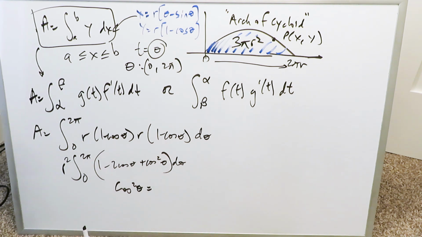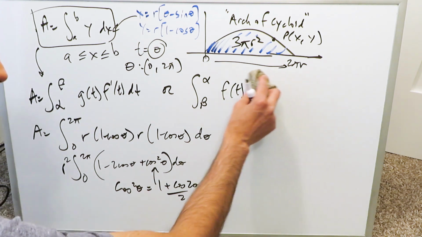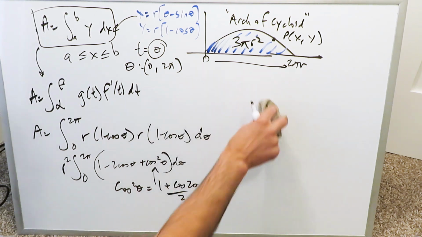This cosine square theta is very well handled by a power reducing identity, or some people call it the half angle. I like to call it power reducing. You're looking at 1 plus cosine 2 theta over 2. You would bring this right over here. I'll erase this part right here so we can continue with everything over here.